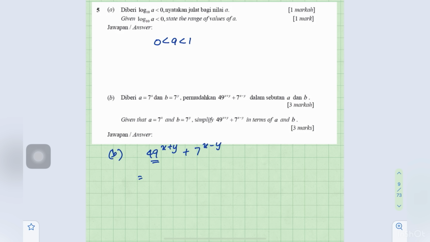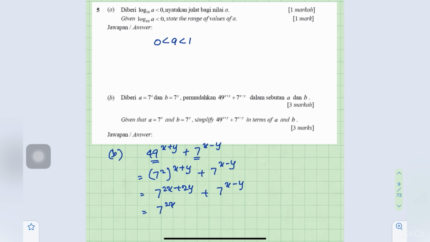Okay, so now the bases are different. So, kita uniformkan. Kita tahu 49 is 7 squared. So, this one sama lah. Okay, then we open the bracket. Become 7 power of 2X plus 2Y plus 7 power of X minus Y. Okay, by using laws of indices, we will get 7 power of 2X darab 7 power of 2Y. Yang ni tolak jadi bahagi, 7 power of X bahagi 7 power of Y.